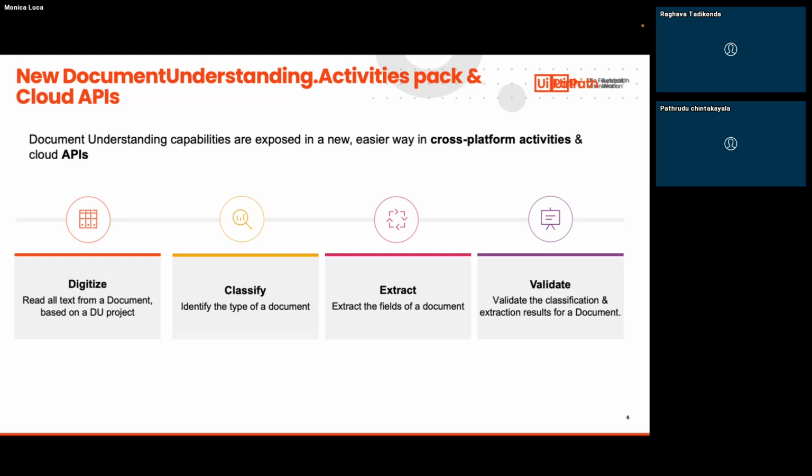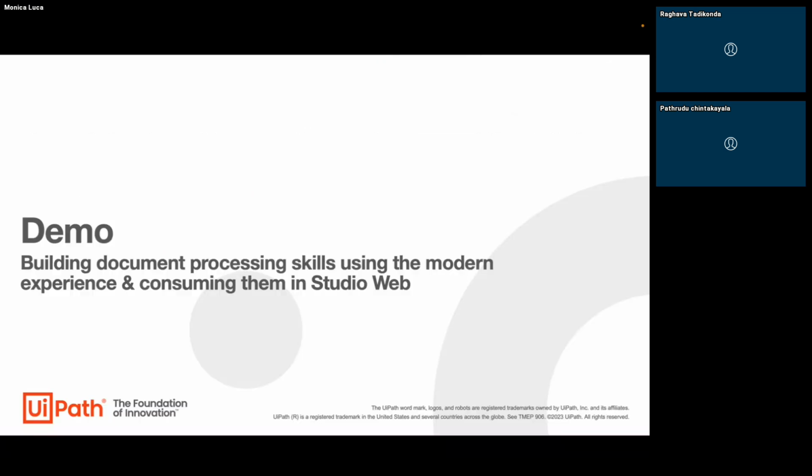So basically, we provide the same framework capabilities for you to process documents. We allow you to read all text from a document, also known as digitize, classify a document, extract the fields from it, and finally validate the classification and extraction result. These can be achieved, as mentioned, in intelligent OCR activities, the new DU activities, and cloud APIs. I want to show you how you can build document processing automations with the modern experience as well as how to consume these in Studio Web.